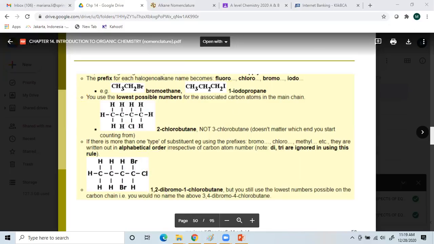Okay, now let's practice. What if I have this? What's the name for this? The name will be 2-chloro, 2-methyl, butane, yeah? 1, 2, 3, 4. So actually, the name for halogenoalkane is halogenoalkane. So halogen first and then the alkane. So chloro, the alkane is butane, yeah? 2-chloro, 2-methyl butane.